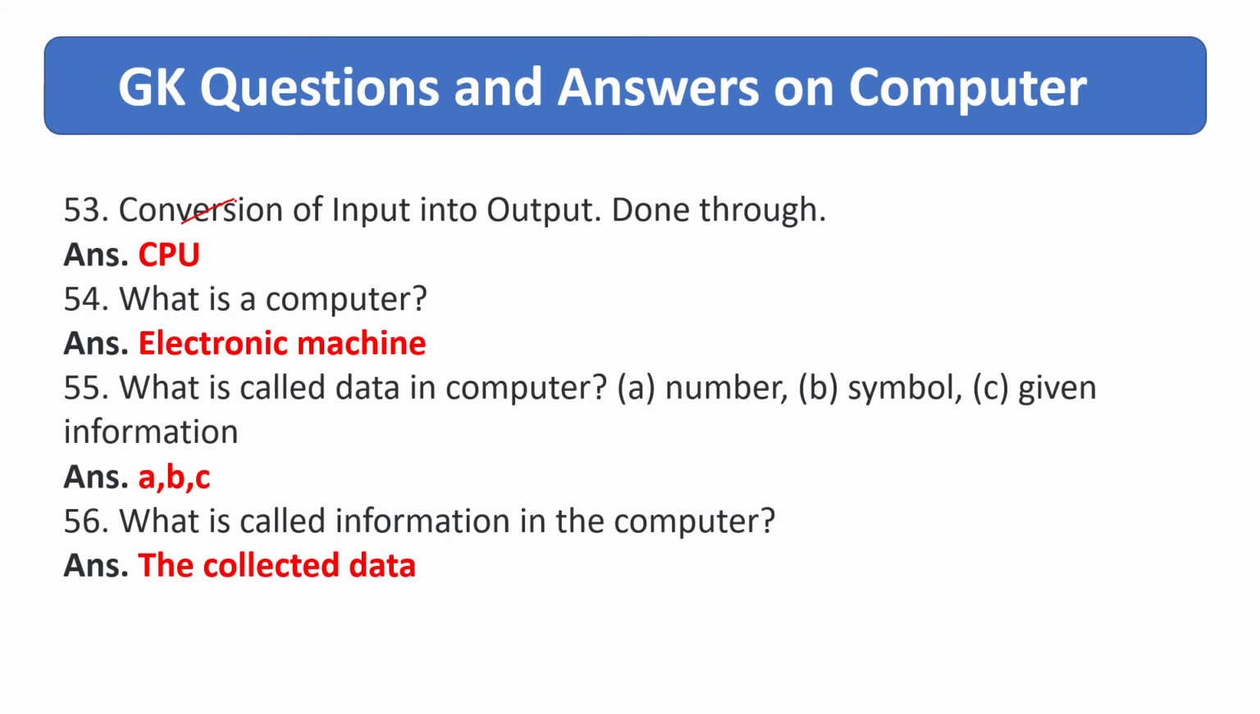Conversion of input to output is done through? Answer is CPU. What is a computer? Answer is an electronic machine. What is called data in computer? A number, B symbol, C given information. Answer is ABC. What is the information in the computer? Answer is the collected data.